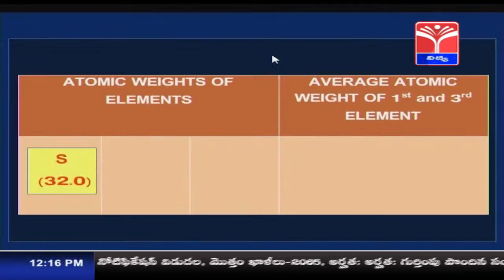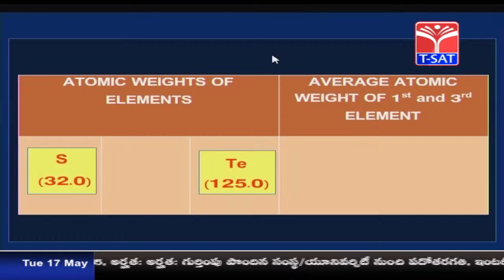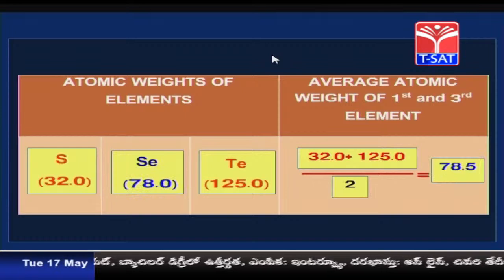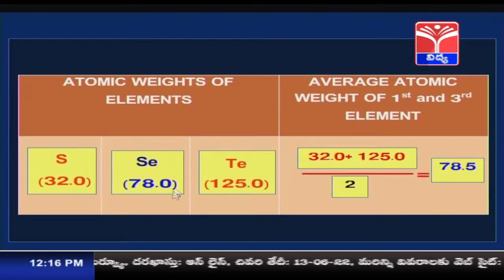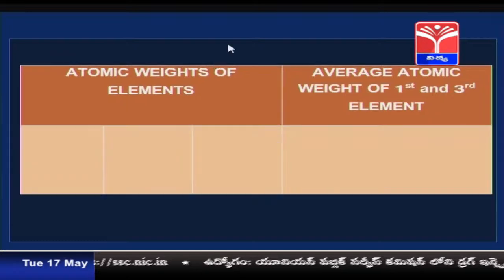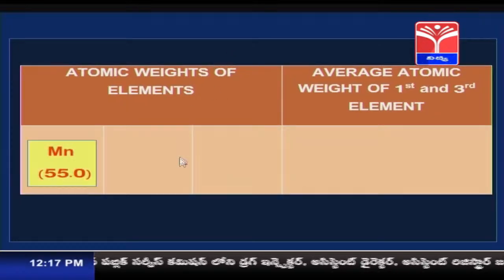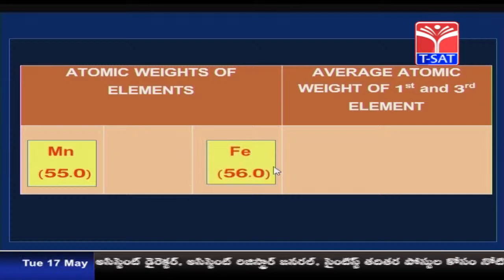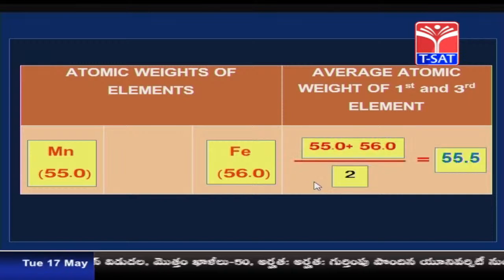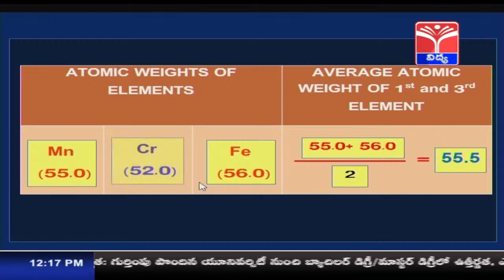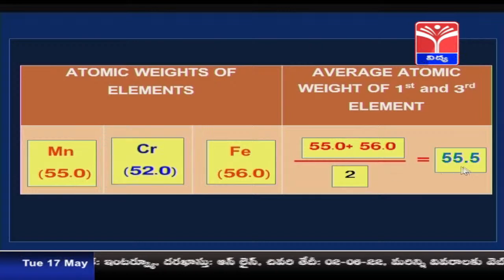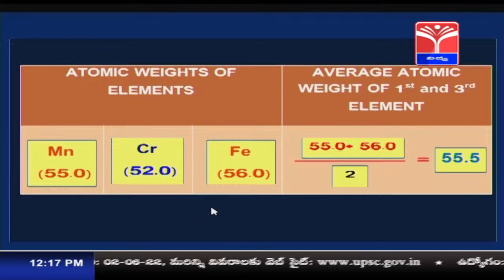Fourth triad, sulphur whose atomic weight is 32, tellurium whose atomic weight is 125. The average atomic value of these will be 78.5, which is almost matching the atomic weight of selenium. It is the middlemost element. Now, we will go for the fifth triad, manganese whose atomic weight is 55, iron whose atomic weight is 56, and the average value of atomic weights is 55.5, and the middlemost element is chromium whose atomic weight is 52. It is also not matching, we will also study it under limitations.